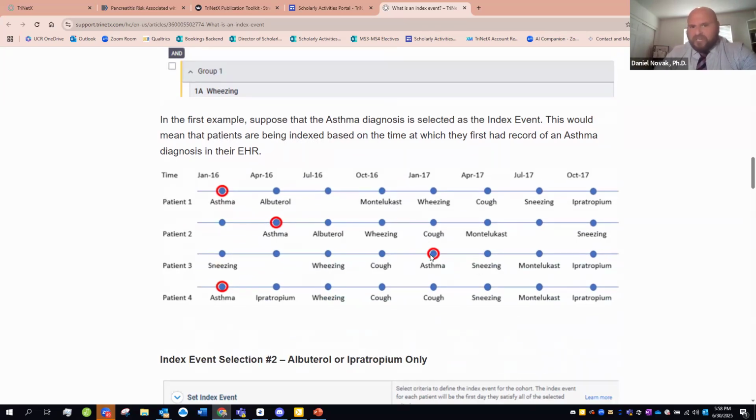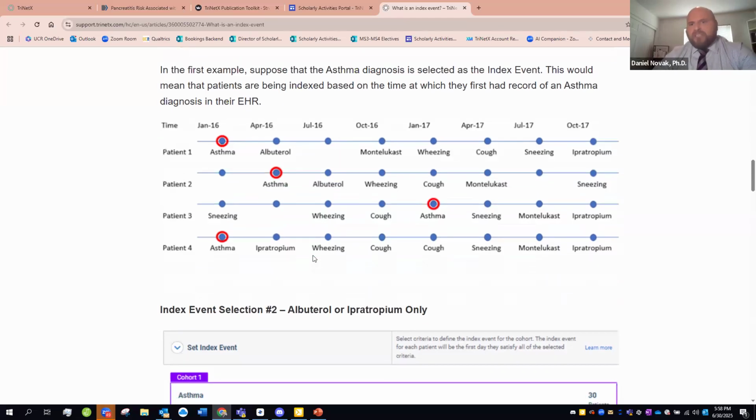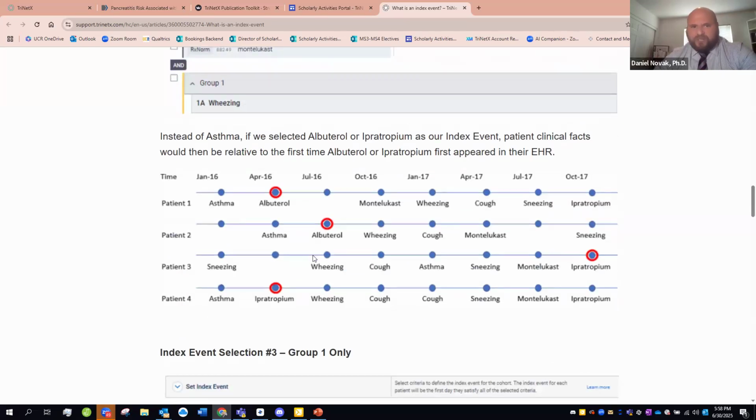So patient number 3 over here has already shown up with sneezing, wheezing, cough before they enter our study, which may or may not be what you want for the study, right? However, patient number 1 and 4, they've already shown up with asthma, so they enter our study before they develop wheezing, cough, and then they show up again with cough and sneezing and that kind of stuff. So the order in which these things occur can be really important.